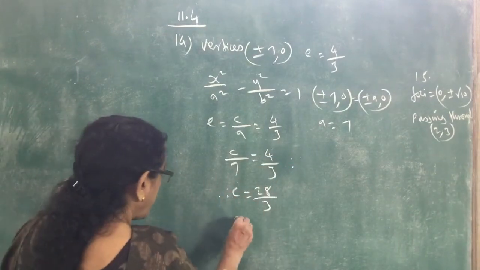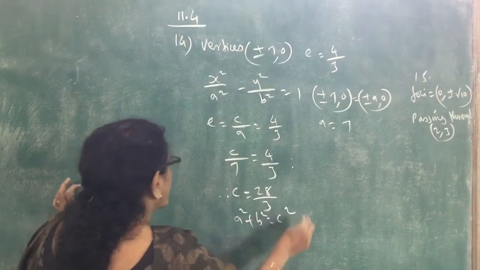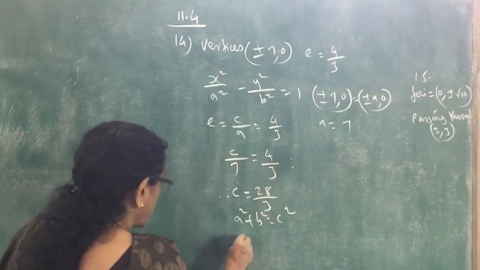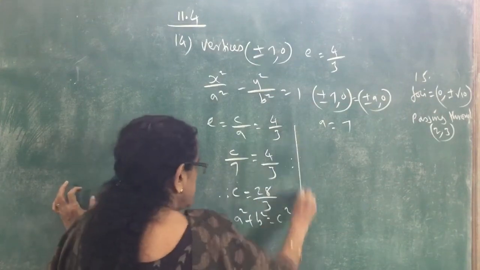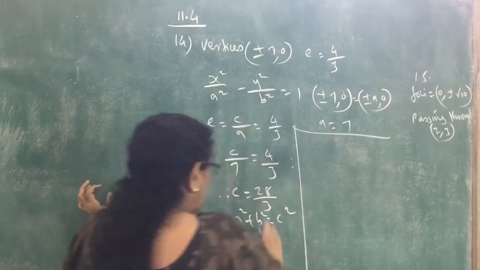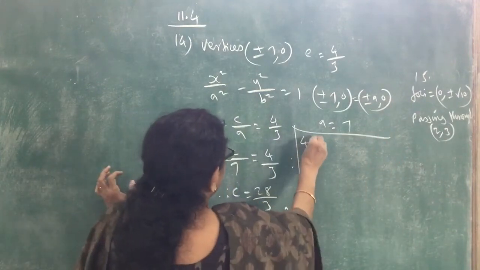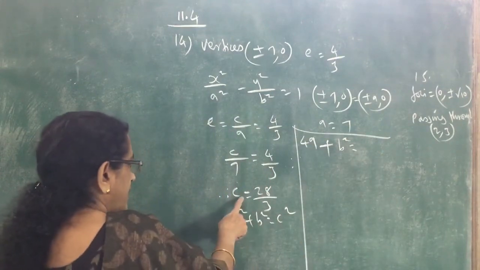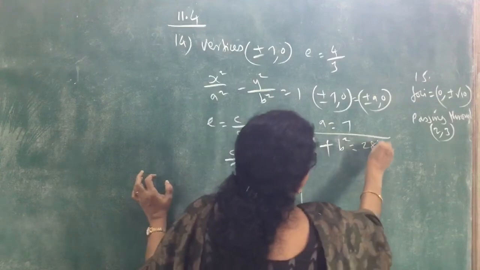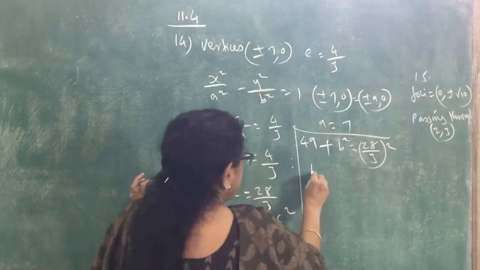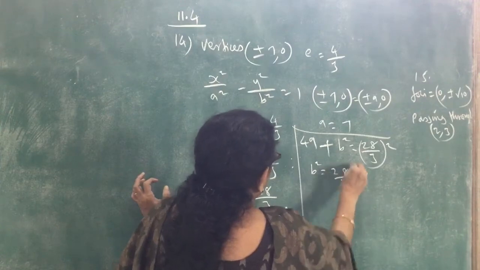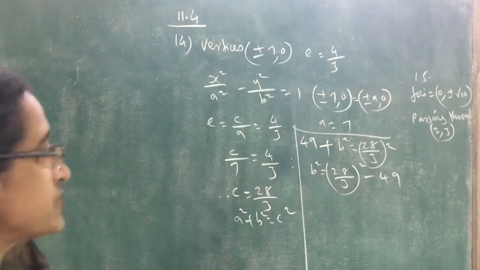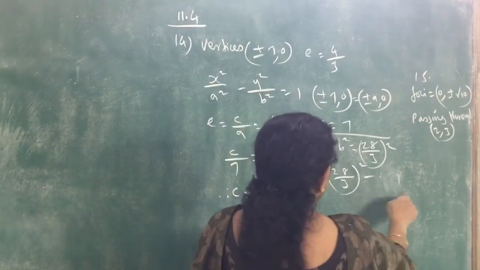So a square plus b square equal to c square. Therefore 28 by 3 whole square is a square plus b square. a square is 49, plus b square we want to find. b square equal to c square, that is 28 by 3 whole square. Therefore b square equal to 28 by 3 whole square minus 49. 49 is the same as 7 square.